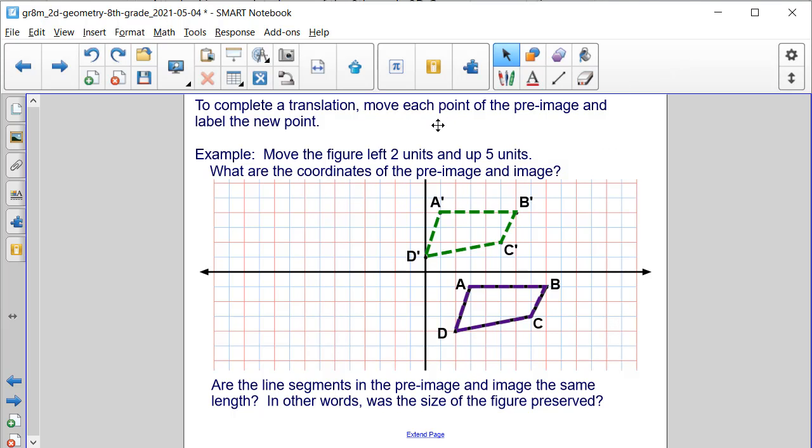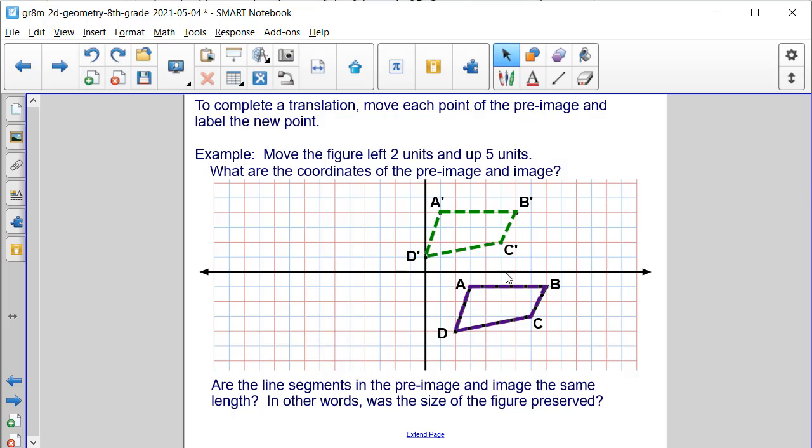To complete a translation, we move each point of the pre-image and label the new point in our image. So in our example, we need to move the figure to the left 2 units and up 5 units. After we do that, what are going to be the coordinates of the pre-image and image? And then, are the line segments in the pre-image and image the same length? In other words, was the size of the figure preserved or kept the same?